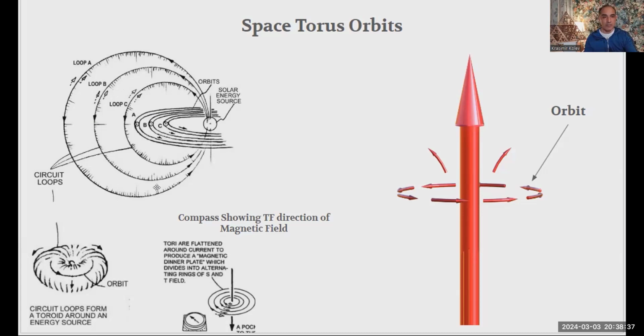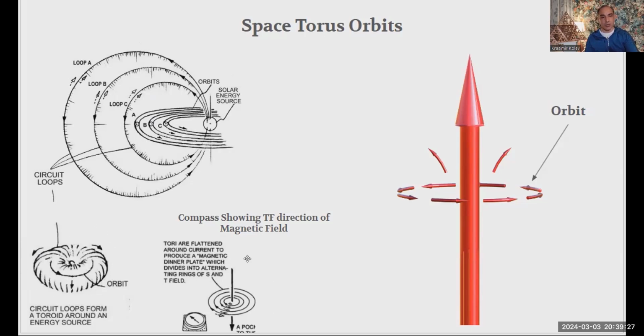You can see that loop B also has a center, and this center is close to the source. Loop C is smaller and also has another orbit at the center. You can see that in this particular example, the time field is moving downward, or counterclockwise. If you put your fingers of the right hand, your thumb will show the direction in which the planets are actually moving. So when you combine these orbits with these circuit loops, you will have this image here, which is the space torus. It will look something like that.